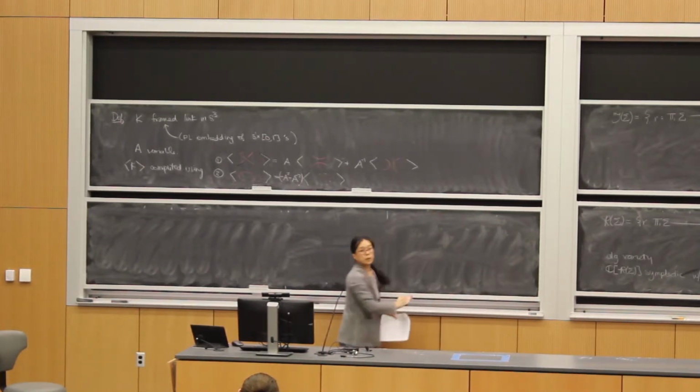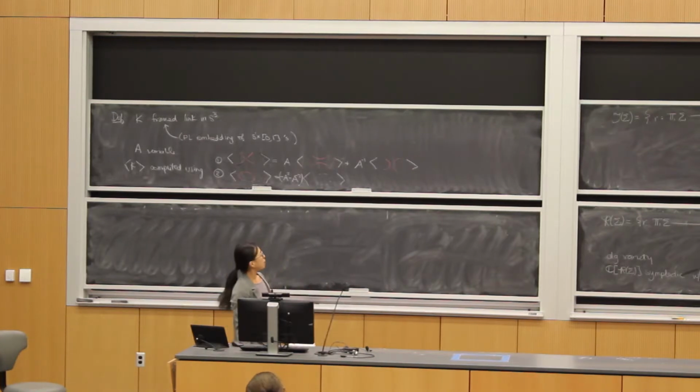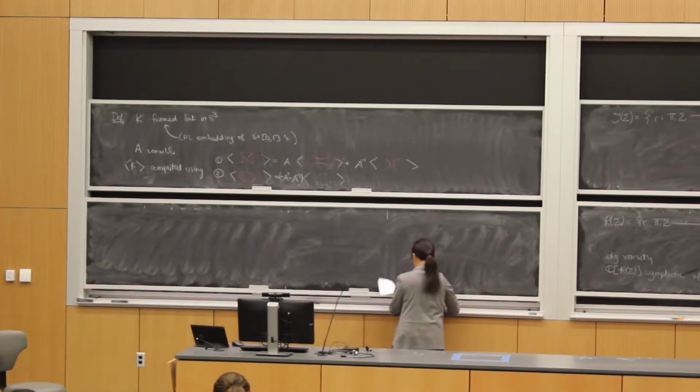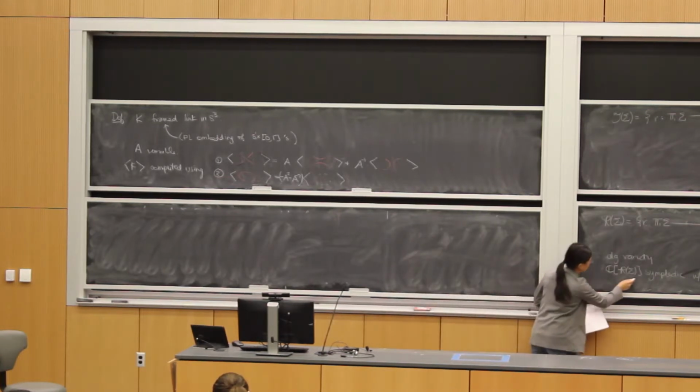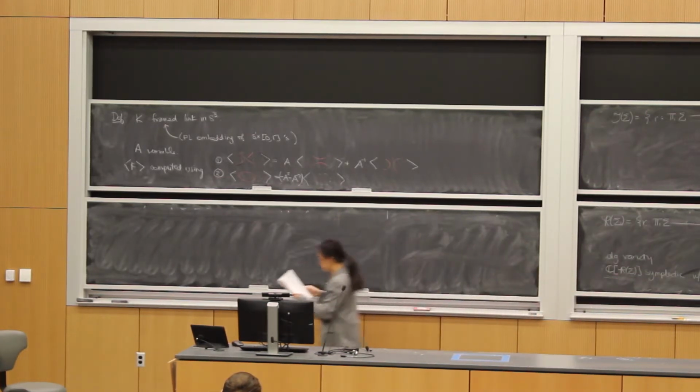Sigma could be closed, it could have half punctures. Any other questions? Okay, all right. So I'm going to define some of these maps. Here's a definition.